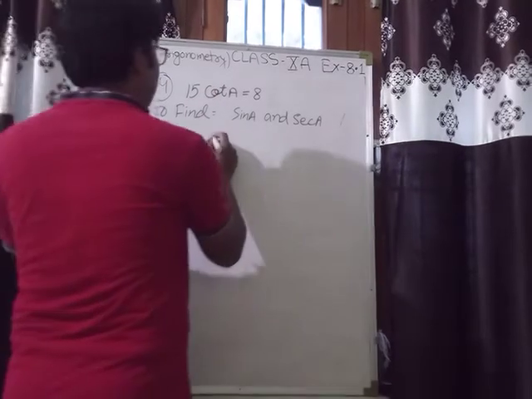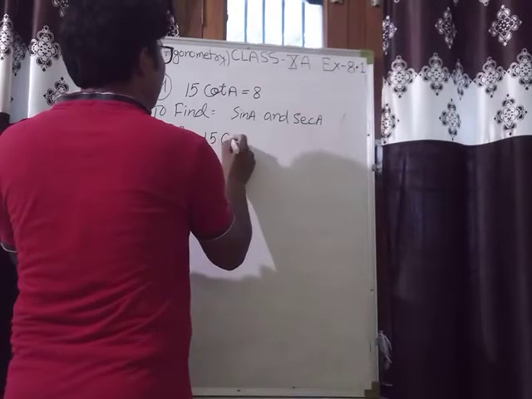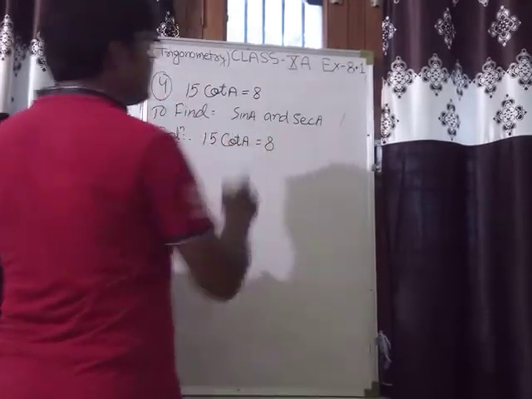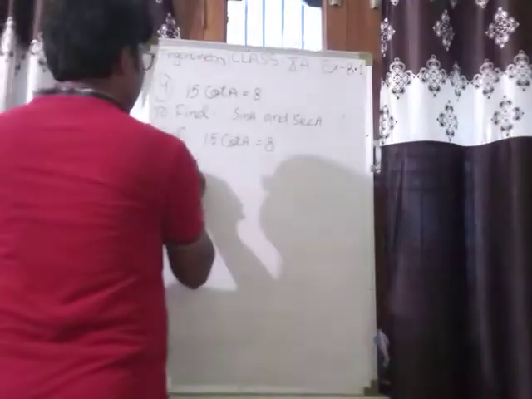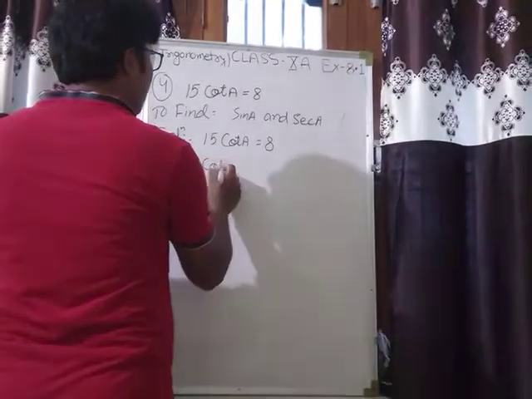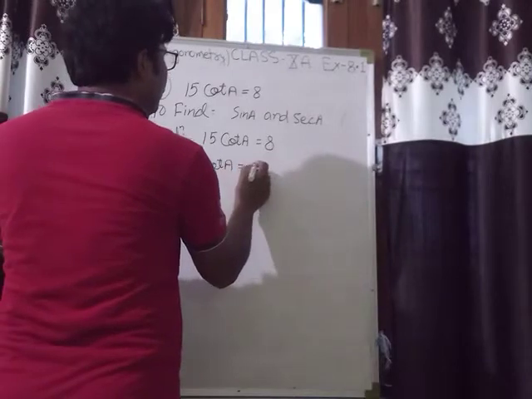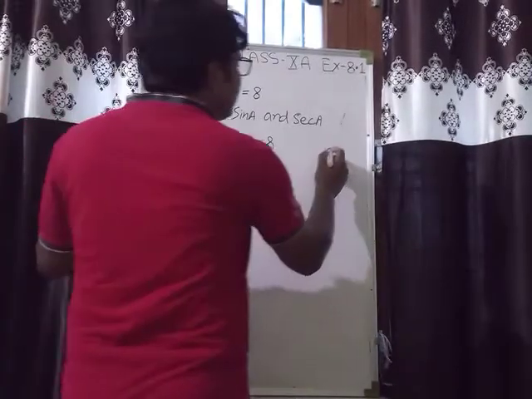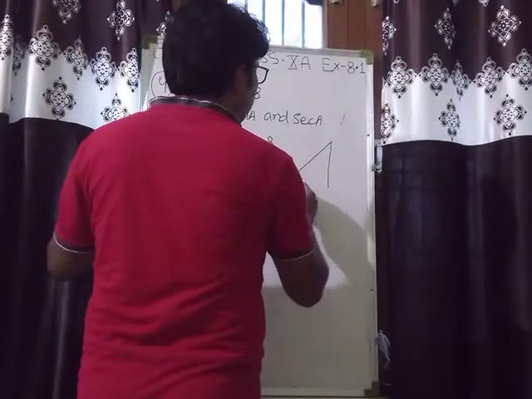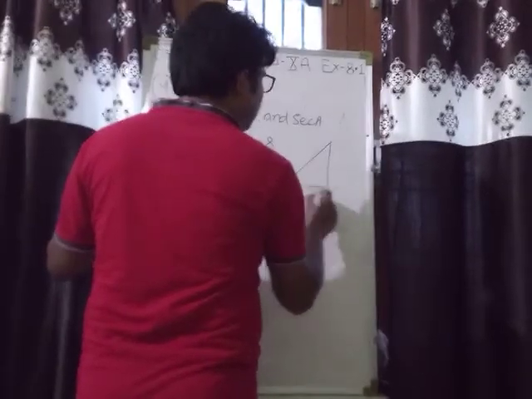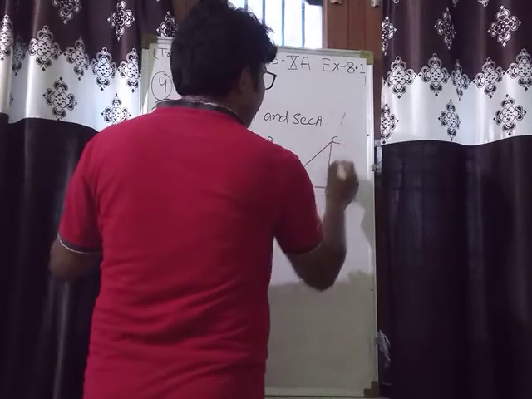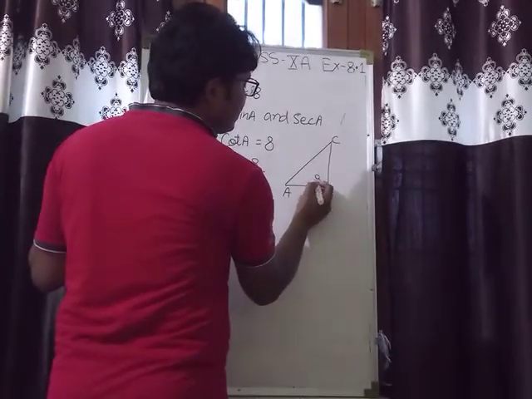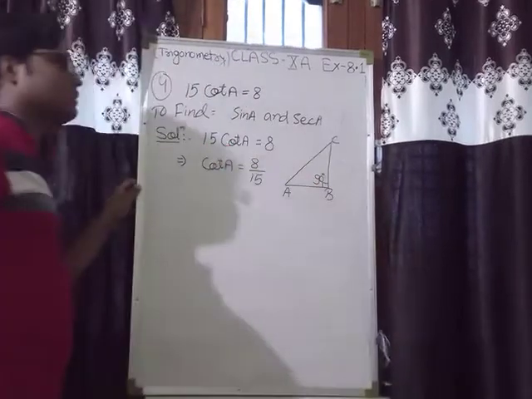What is given here? 15 cot A is equal to 8. This is given. So from here, cot A equals 8 upon 15. Consider a triangle ABC in which, leaving A, you can take any other angle as 90 degrees. Suppose angle B is 90 degrees.